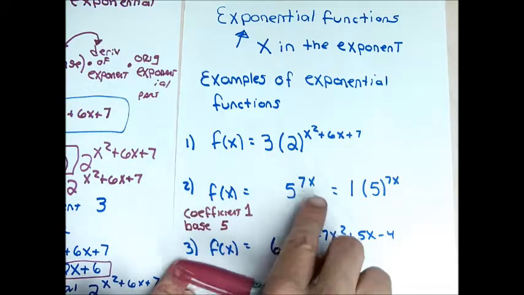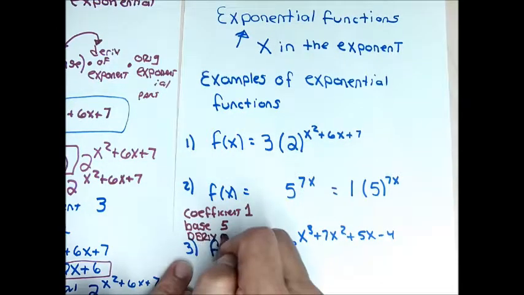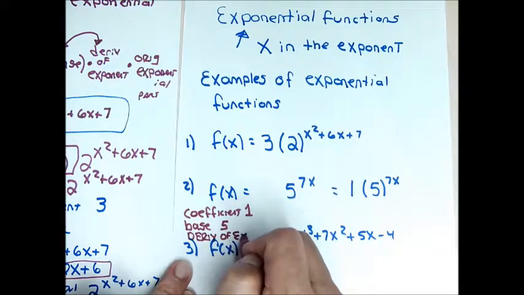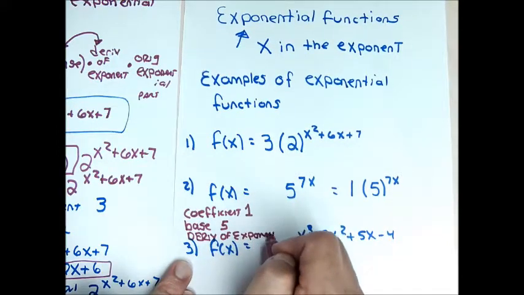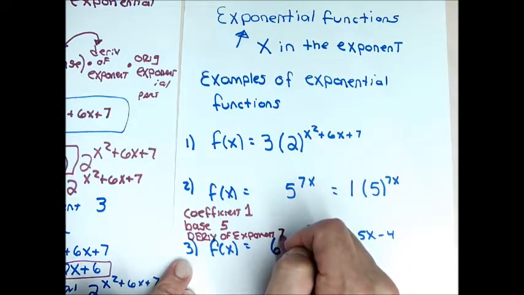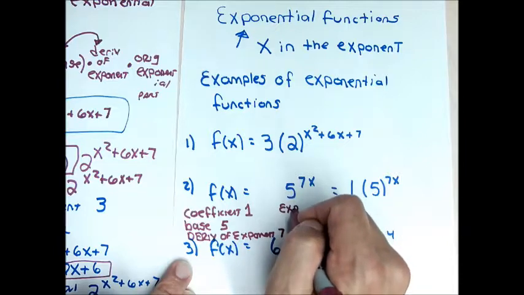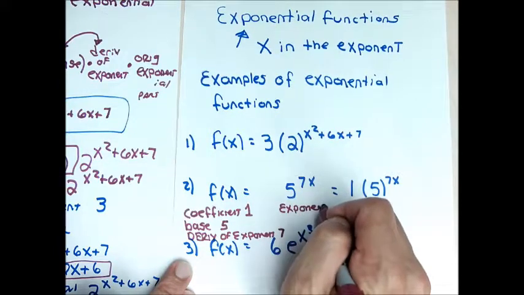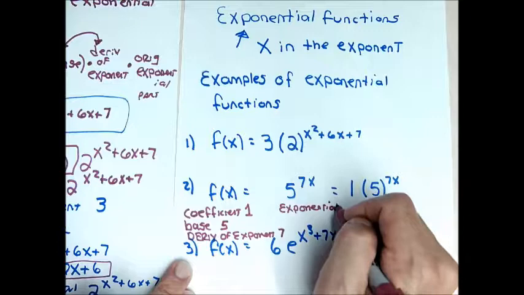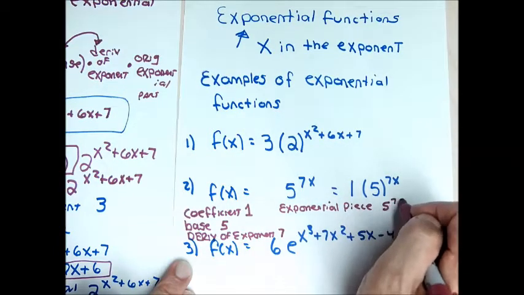And then I don't need to know the exponent. I need to know the derivative of the exponent. The exponent is 7x, and the derivative of the exponent is just 7. And the exponential piece is the whole function, 5 to the 7x, because there isn't a coefficient.